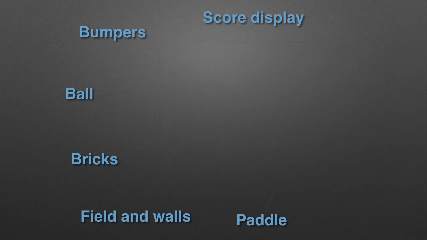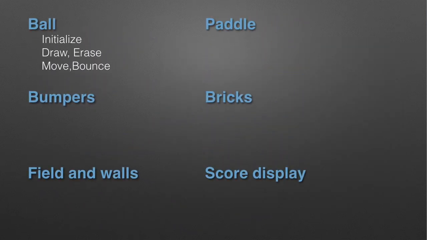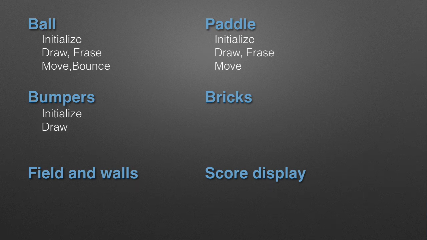As for the required functionality, the ball has to be initialized first. You also need procedures for drawing and erasing the ball, as well as for moving it and bouncing it from objects. The paddle is also initialized first. In addition, you also need procedures for drawing and erasing the paddle, as well as for moving the paddle on the field. The bumpers don't move, so there are only two procedures, initialization and a procedure for drawing the bumpers.